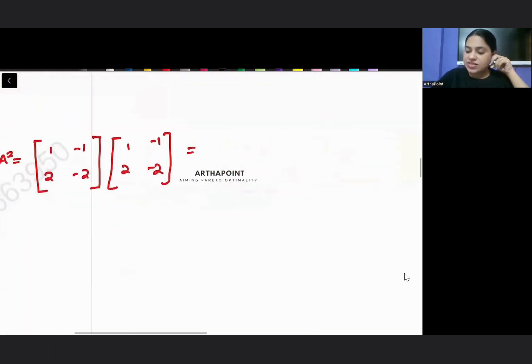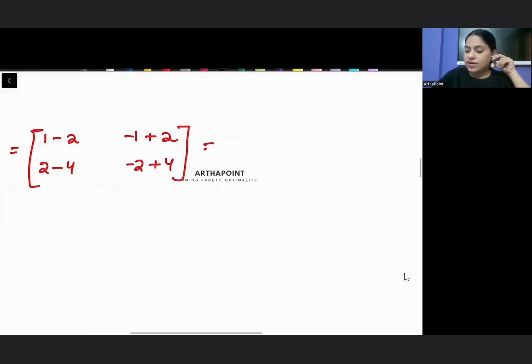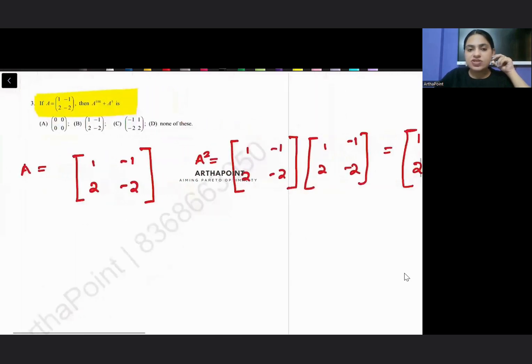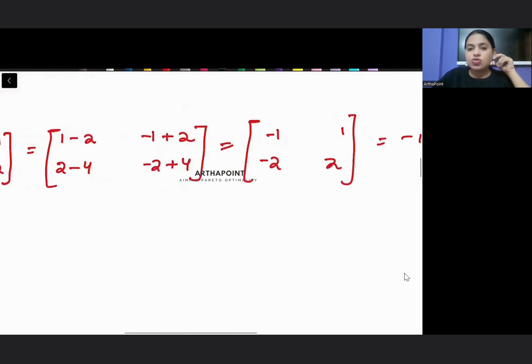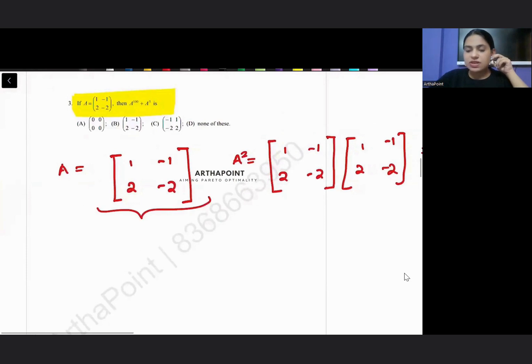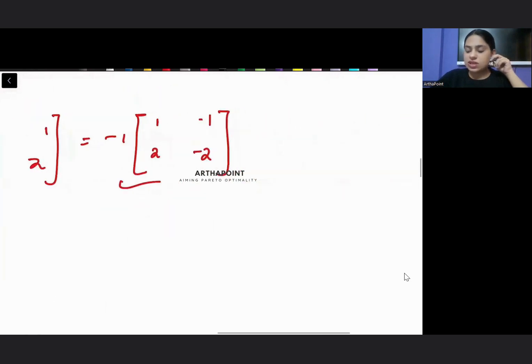So if I just go ahead and solve this, this is going to give me 1 minus 2, minus 1 plus 2, 2 minus 4, and minus 2 plus 4. So this is going to go ahead and give me minus 1, 1, minus 2, and 2. So if you notice, if I just take the minus sign out, it will give me 1, 2, minus 1, and minus 2. So you need to notice that this was the matrix A. So this is my matrix A. So this is going to give me minus of A.